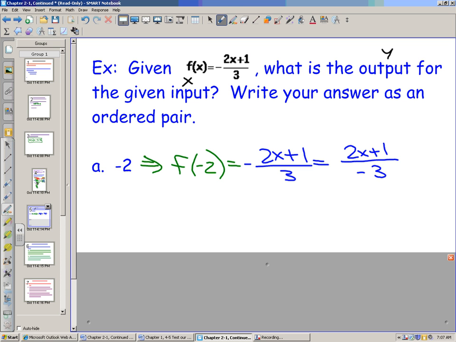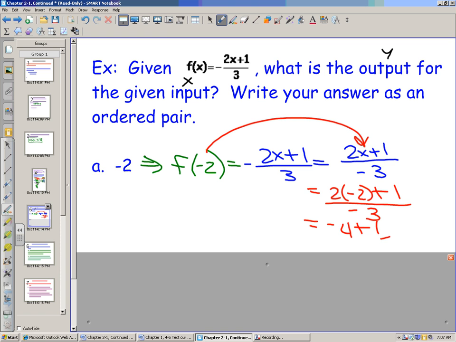I'm putting it to the bottom because if I put it to the bottom, it's a lot easier for me to do my calculations. I don't have to multiply by a negative up top. So now I plug in a -2 right here. That's going to give me 2 times -2 gives me a -4, plus 1 is going to give me a -3 over -3, which gives me 1.